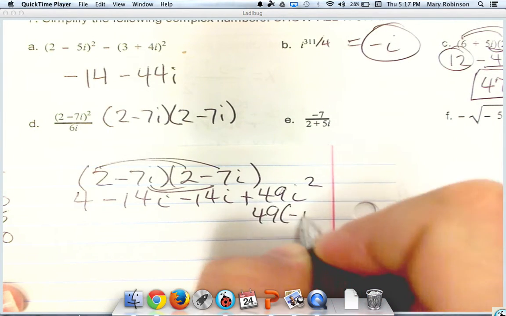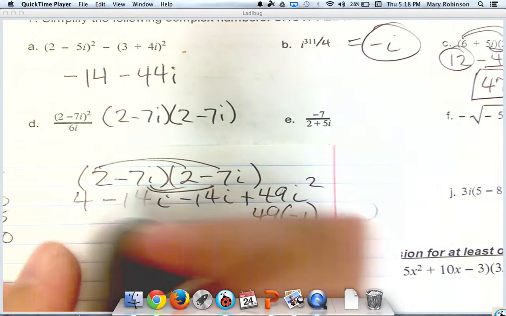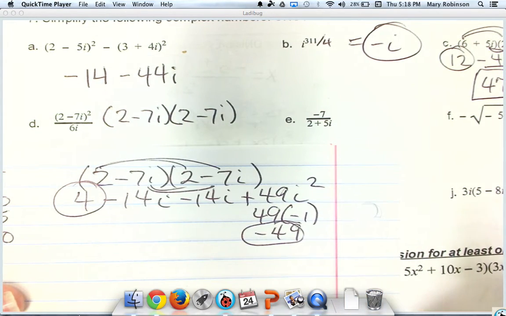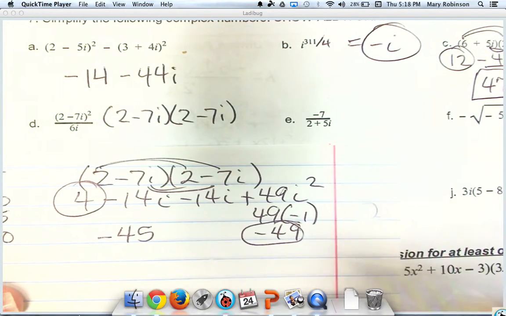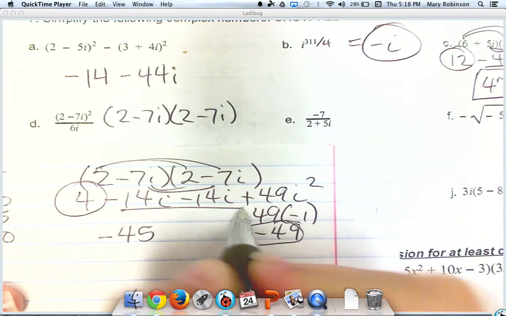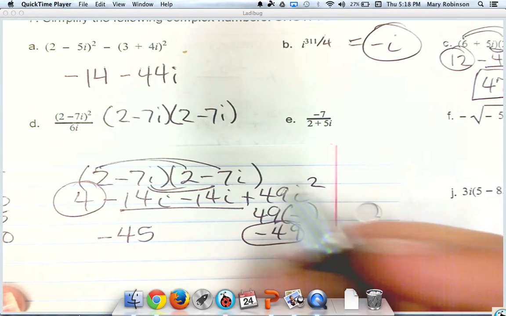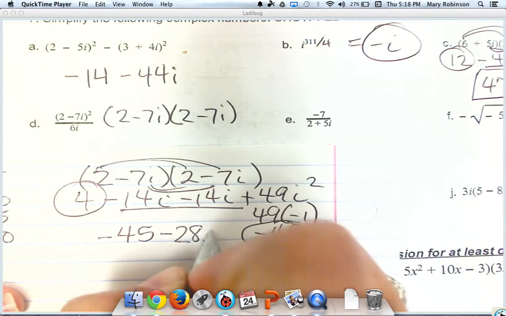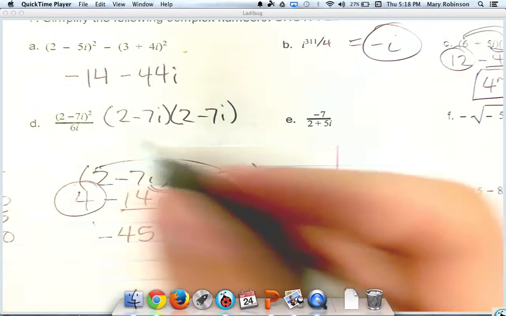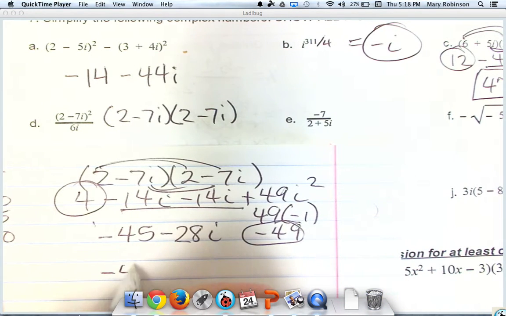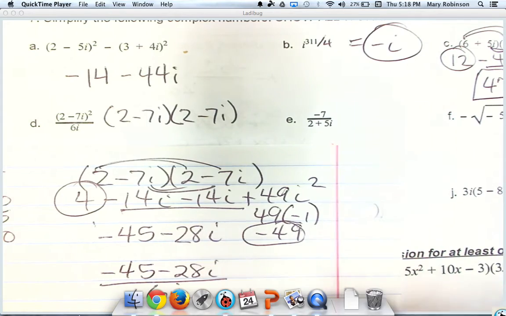i squared is negative 1, so this term is going to turn into negative 49, which I combine with my integer 4. That gives me negative 45. If I combine the i terms, negative 14 minus 14 is negative 28i. So that is my numerator, which I then divide by 6i.